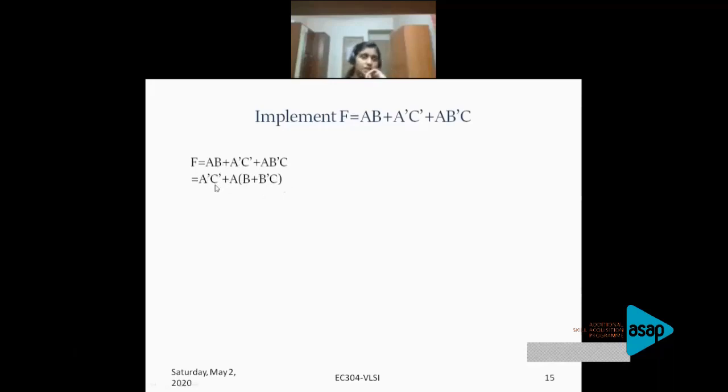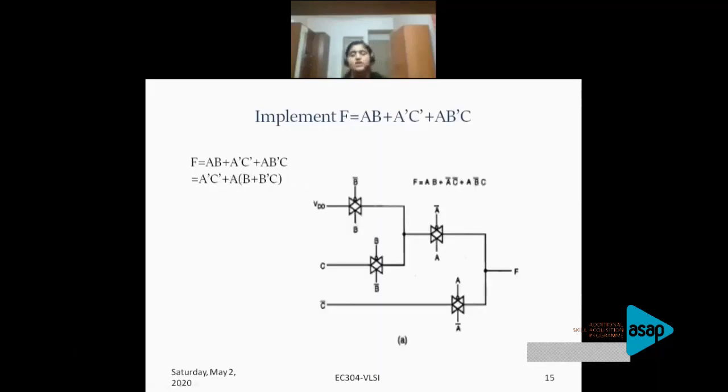So how many transmission gates do I basically require? I require a transmission gate to implement A bar C bar. And very clearly, I require a transmission gate to implement B bar C. Then I have to do something with this B term, and then I have to do something for multiplication. So how can I implement it? Right away, we'll come into the solution. So this is your circuit for this equation.